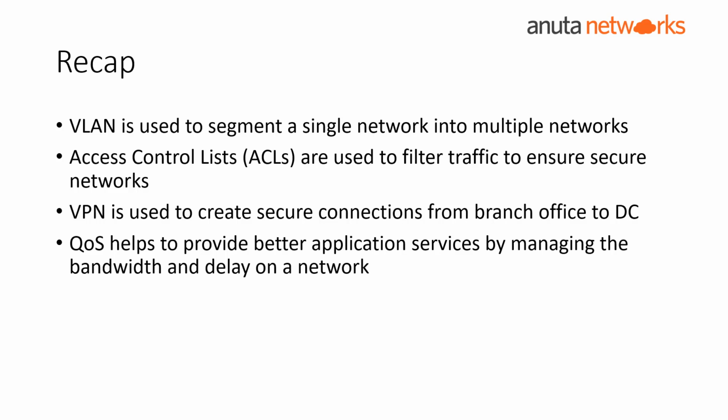Let's take a quick recap on what we have discussed so far. We saw how a VLAN can segment your network and helps to manage the network better. We also saw how ACLs are different rules on the firewall and help to filter traffic and secure your networks. We also learned about VPN, which is about encrypting the traffic between two network endpoints like branch and the data center or campus networks. And finally, how QoS helps to provide a better application experience within the network.